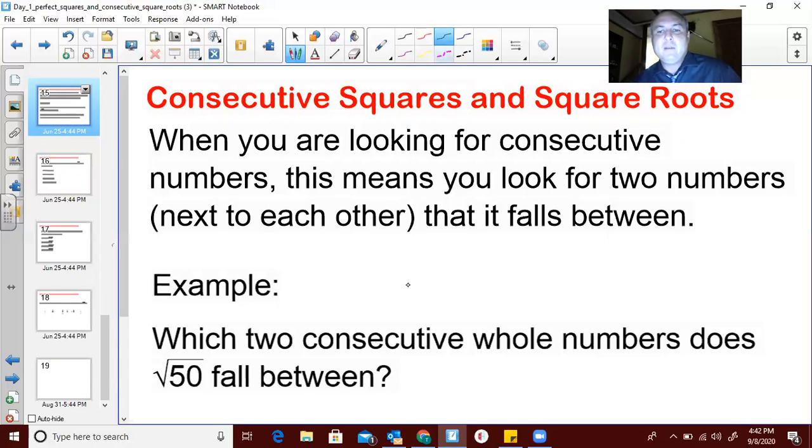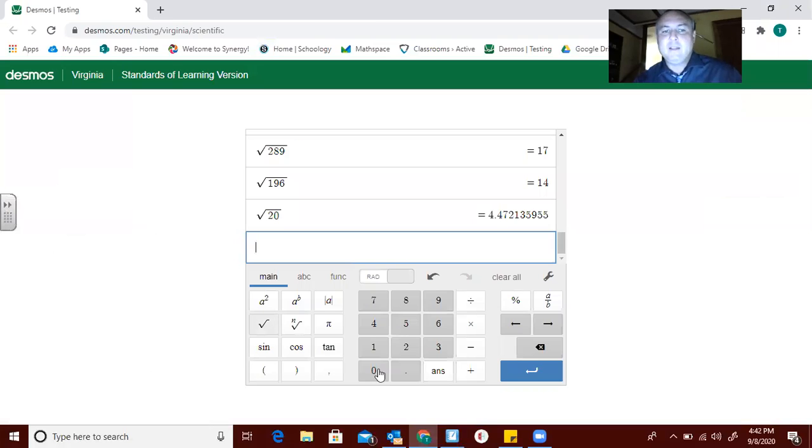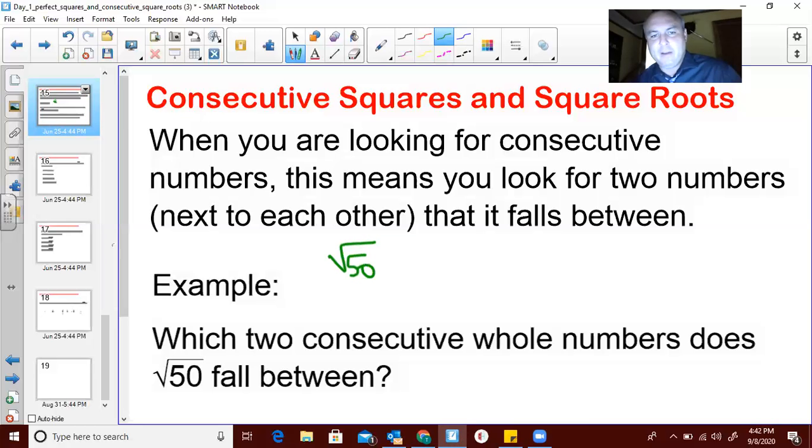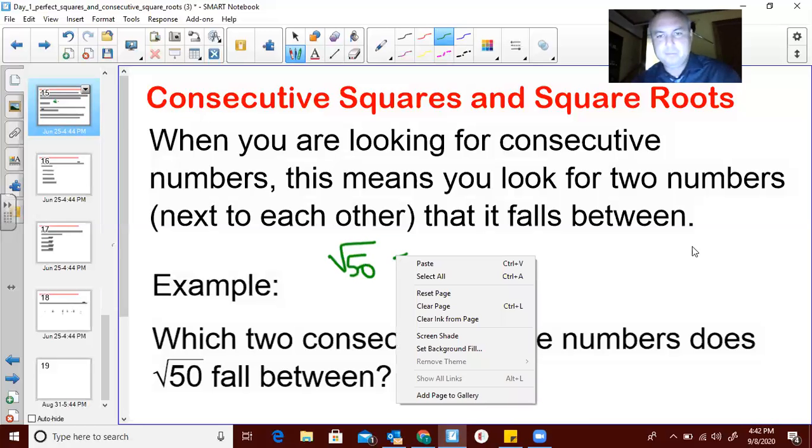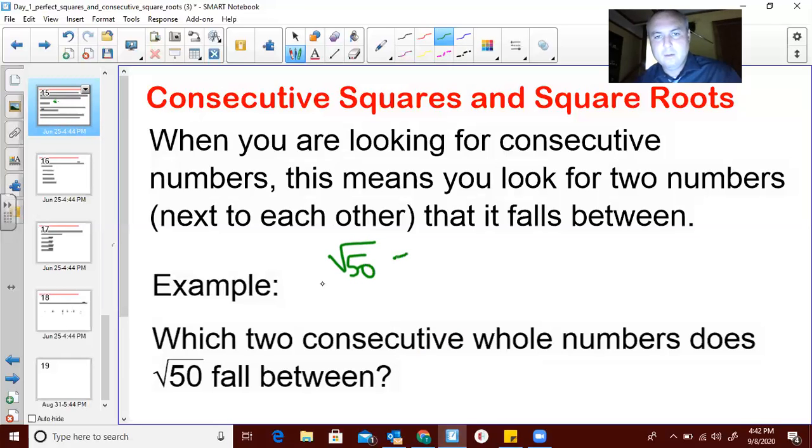So which two consecutive numbers does square root of 50 fall in between? So let's take what does the square root of 50 equal first? So what are we going to use? Desmos. Square root of 50. You get 7.07. All right, so let's just round that off there. We'll say that that's roughly 7.07. Now, what two whole numbers does 7.07 fall in between?